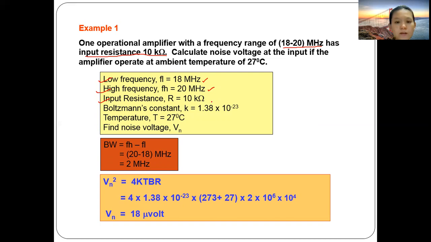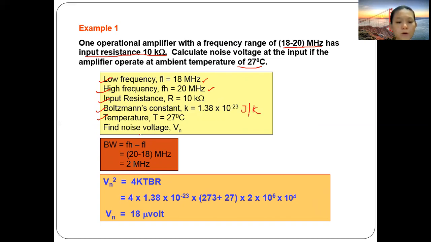Okay. So now we have to calculate the noise voltage, given the temperature is 27 degrees Celsius. So we have temperature 27 degrees Celsius. And don't forget our Boltzmann constant, k equals 1.38 times 10 to the power of negative 23 Joule over Kelvin.